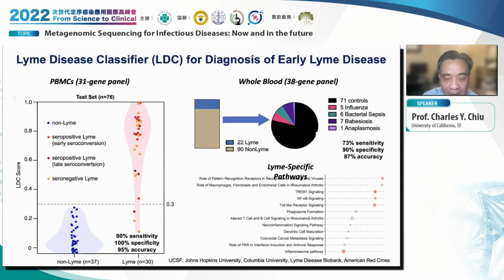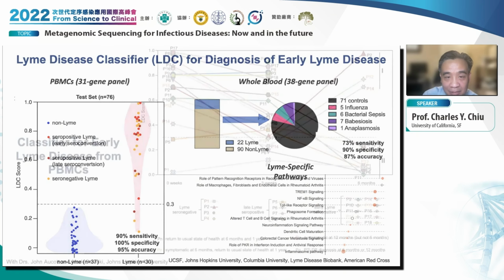And so we've leveraged this into a paper which we just published about a month ago, showing that we've developed a host response classifier with really excellent performance for diagnosis of early Lyme disease: 90% sensitivity, 100% specificity, and 95% accuracy. And notably, several of the positives were in patients who were antibody negative, but were thought clinically to have Lyme disease.